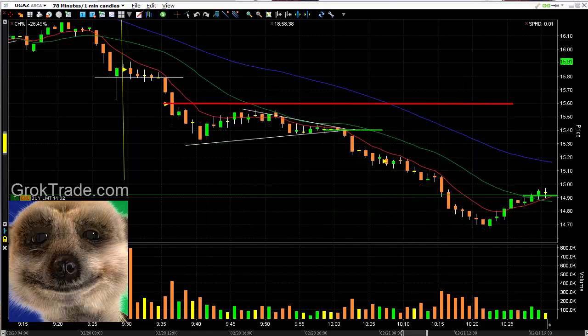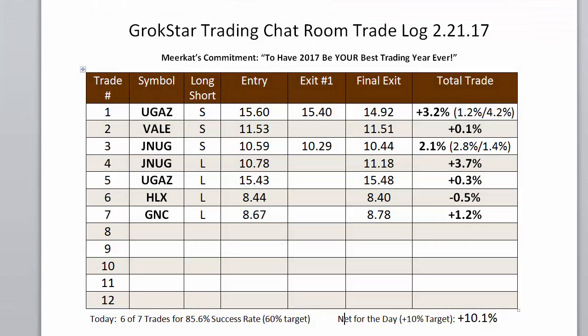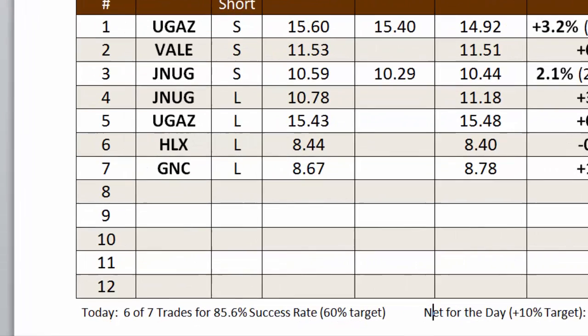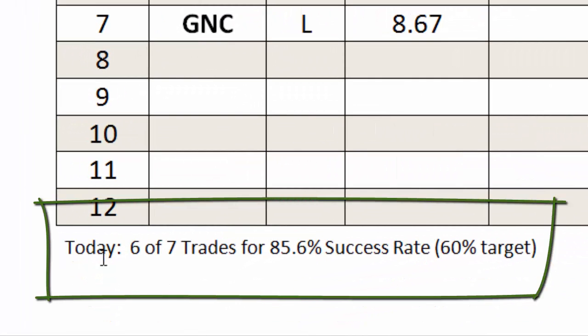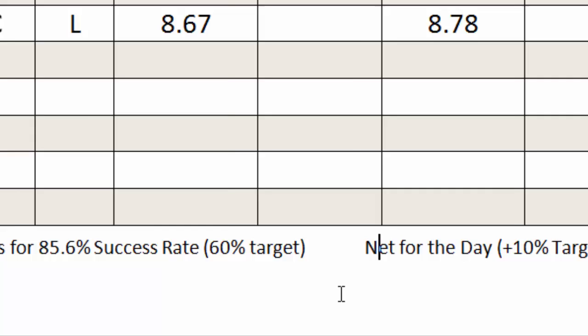Well, this was just one of 7 trades that we made in the Grok Star room this morning. In fact, we're starting to use a trade log that we're keeping open each day. You can see here all my trades, whether I went long or short, what my entries were, if I got out half, and then this is the first trade of the day, and you can see what my percentages were. And then for the day, we were at 6 of 7 trades for 85.6% success rate. Our target's 60, so it was very good success rate today.